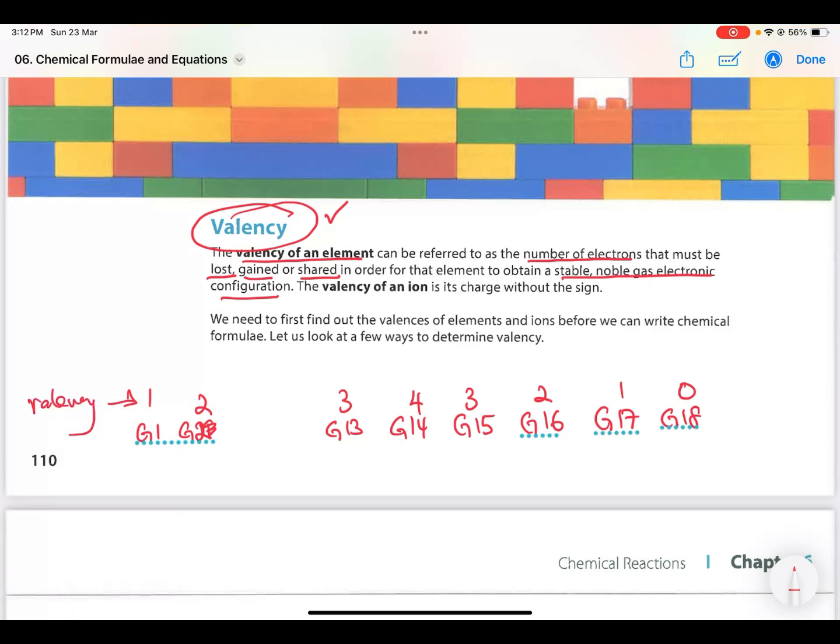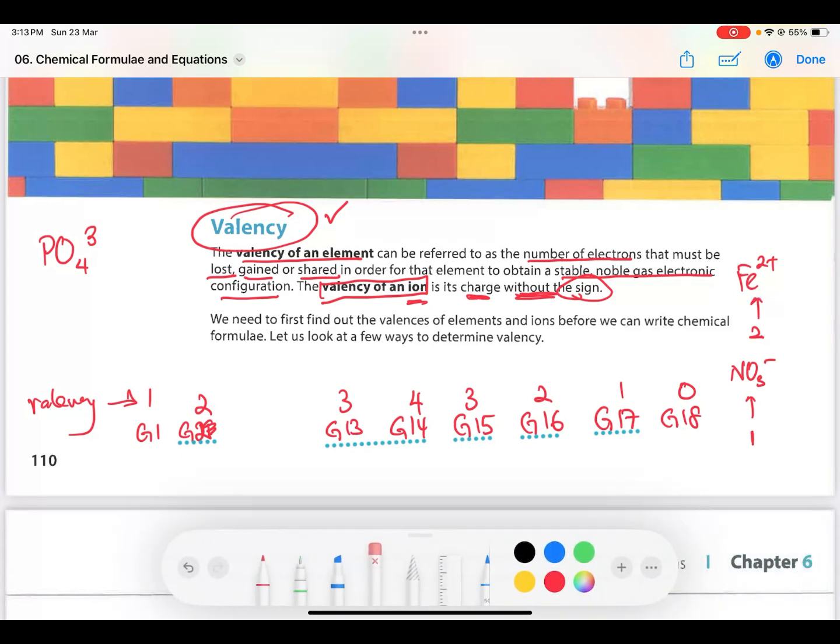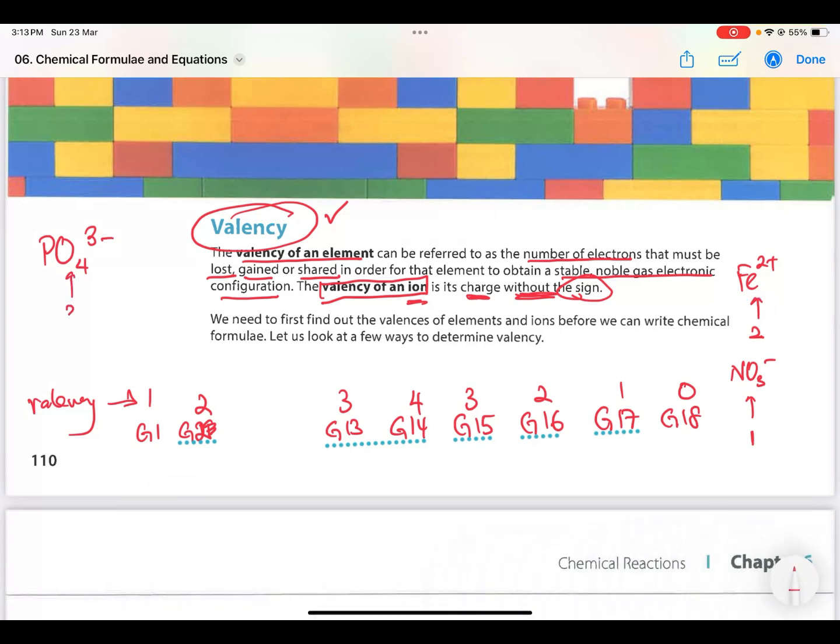Now, how about ions? What's the valency for ions? The valency of ions is the charge without the sign. So if I have Fe2+, the valency of Fe2+ is 2. How about NO3 minus? The valency of this is 1. Maybe you can try one more: PO4 3 minus. The valency of PO4 3 minus is 3. So you can see here it follows the charge. This 1 minus will be 1, that's why it's 1.